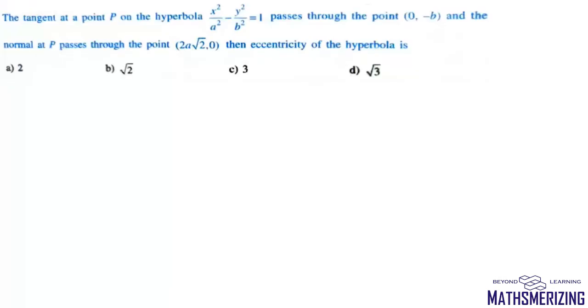Now here the question is, if the tangent at any point P on a hyperbola passes through the point (0, minus b), and the normal at P passes through (2 root 2 a, 0), then we need to find the eccentricity of this hyperbola.